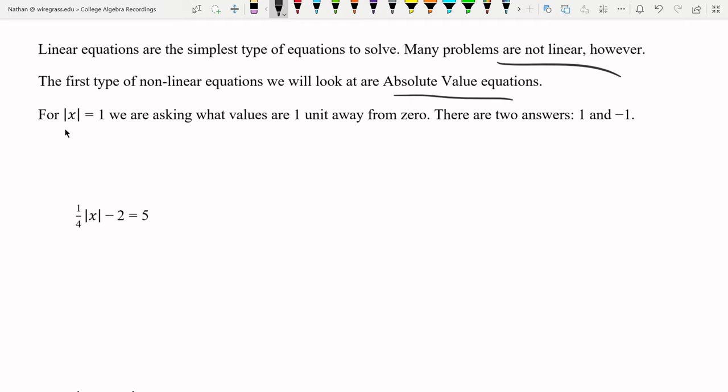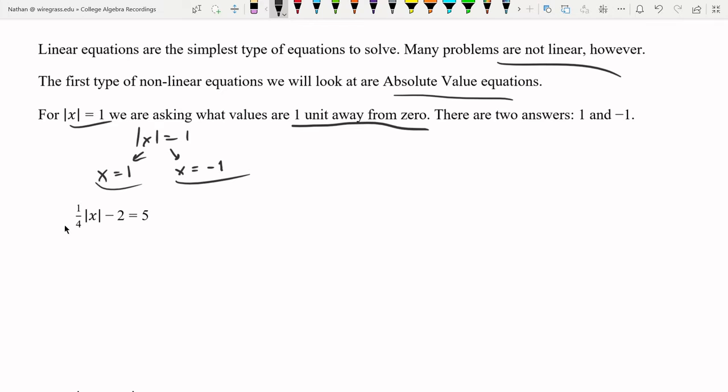For the absolute value of x equal to 1, we're asking what values are 1 unit away from 0. And there has to be two answers from this. So the absolute value of x equals 1 gives us two answers, x equal to 1 and x equal to negative 1. This is kind of how we can solve absolute value equations that are linear in nature. We can get the absolute value by itself and split it up into two equations.